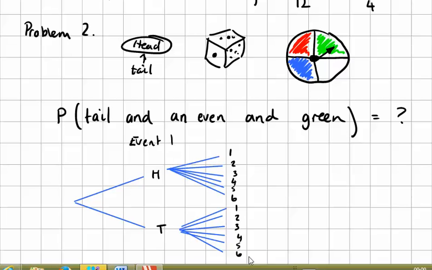The trouble then is, what happens after a number on the dice? For every 1, I then have to have 3, 4. Can you imagine how complicated this tree diagram is going to end up if I do all of that? But that would list all possible outcomes. Head followed by 1, followed by green; head followed by 1 followed by red, head followed by 1 followed by blue, head followed by 1 followed by white. All the possible outcomes are there.